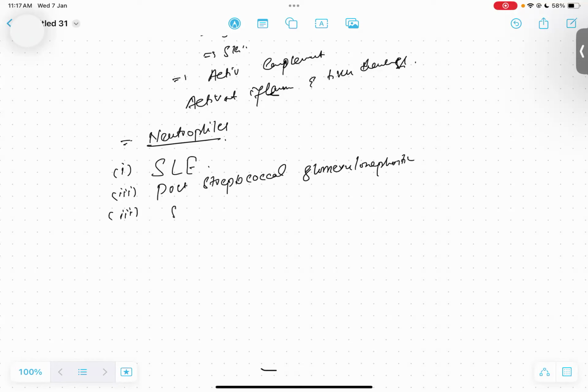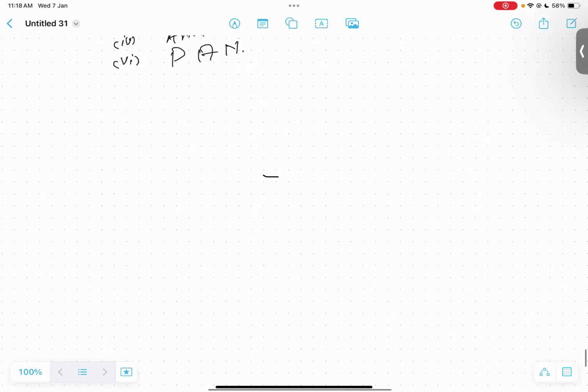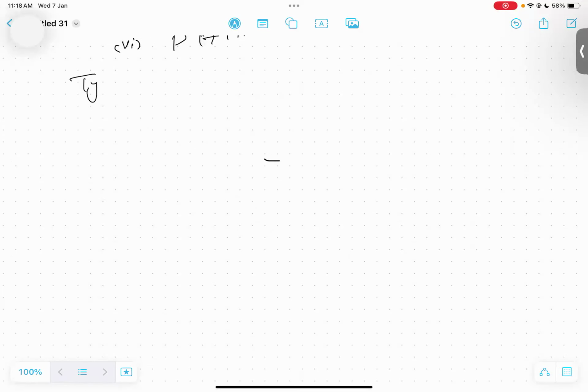Third one is serum sickness, fourth one is Arthus reaction, and fifth one is polyarteritis nodosa, which is a medium vessel vasculitis. So this is type 3 hypersensitivity reaction. The fourth one is type 4.